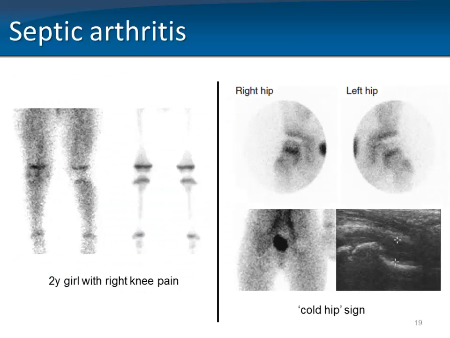So just a simple case to illustrate the kind of anomalies you can see on the early imaging phases, but the diffuse uptake you have on late phase. And here, just to show you what a cold hip sign is, on the left you see it on the late phase, but you also see it on the early phase, and ultrasound will confirm that there is a large effusion in the joint.